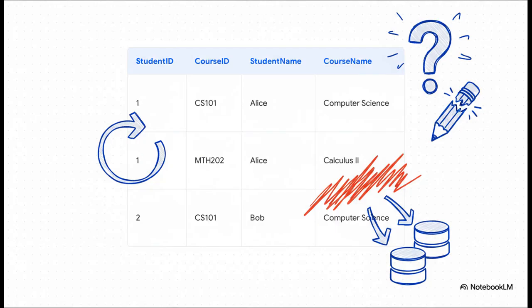Just take a look at this messy table here. We have to repeat the student's name Alice for every single course she's taking, and the course name Computer Science gets repeated for every student in that class. This is just a recipe for disaster. What happens if someone misspells computer science on just one of those lines? Well, now your data is inconsistent and unreliable.